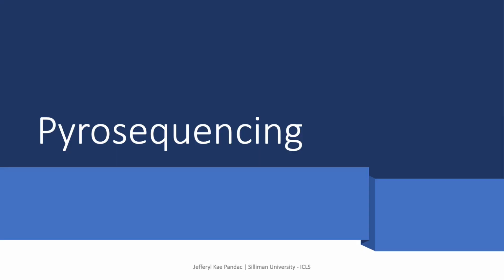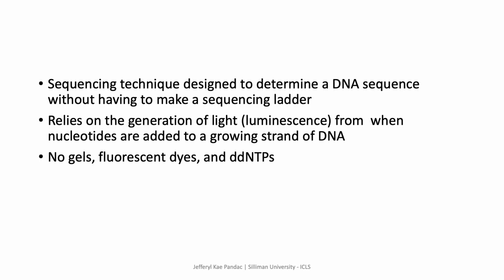The next major DNA sequencing technique that I will be discussing is pyrosequencing. This is a method of DNA sequencing that detects light emitted during the sequential addition of nucleotides during the synthesis of a complementary strand of DNA. Pyrosequencing is an example of a method designed to determine a DNA sequence without having to make a sequencing ladder. This procedure relies on the generation of light or luminescence when nucleotides are added to a growing strand of DNA. With this system, there are no more gels, fluorescent dyes, or ddNTPs involved.